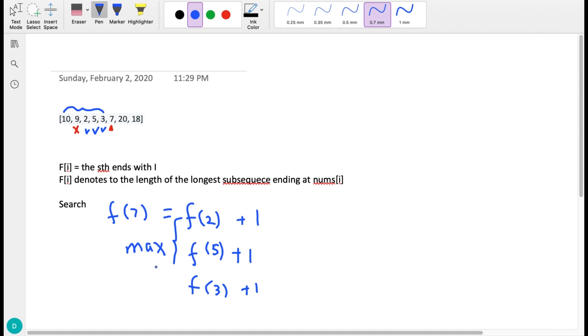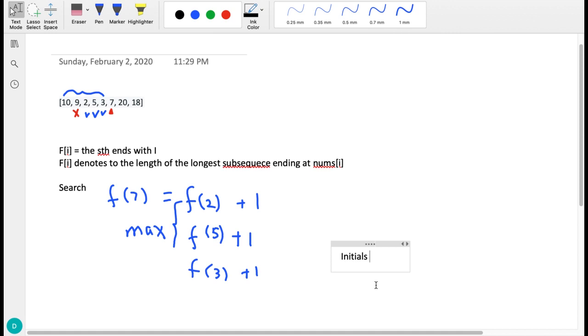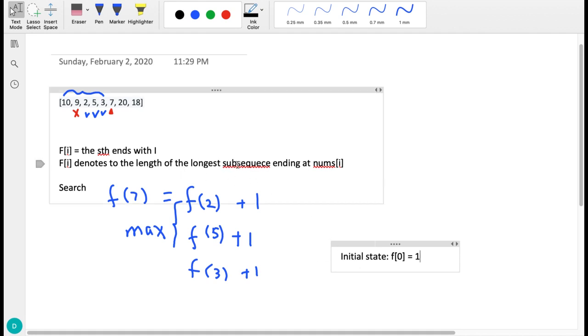Okay, so that's the transfer function. What about the initial state? The initial state is fairly easy. f0 equals 1. f0 means the length of the longest subsequence ending at nums0. There's only one element, that's 10. So f0 equals 1. So let's implement this algorithm.